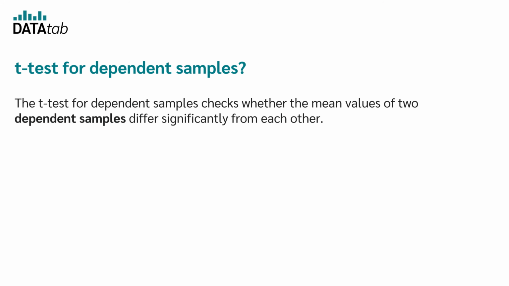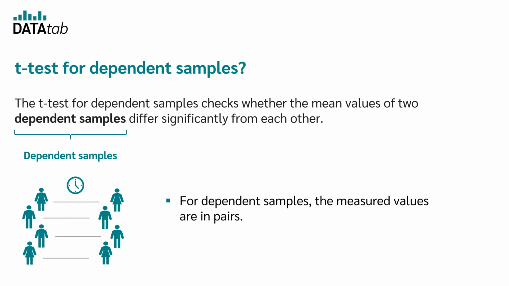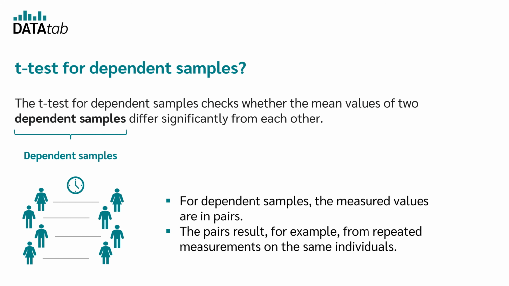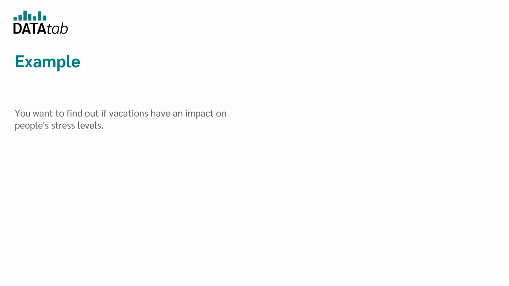So let's get started. The t-test for dependent samples tests whether the mean value of two dependent samples significantly differ from each other. What is a dependent sample? In the case of dependent samples, the measured values are available in pairs. The pairs result, for example, from measurement repetitions with the same persons. Let's look at an example.